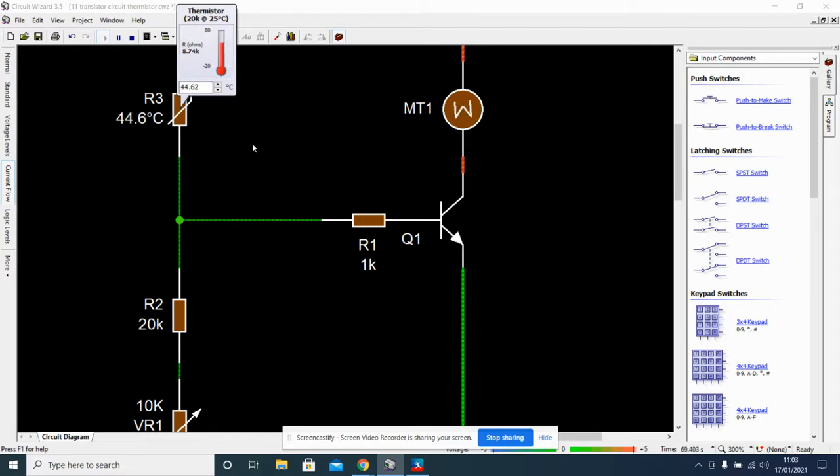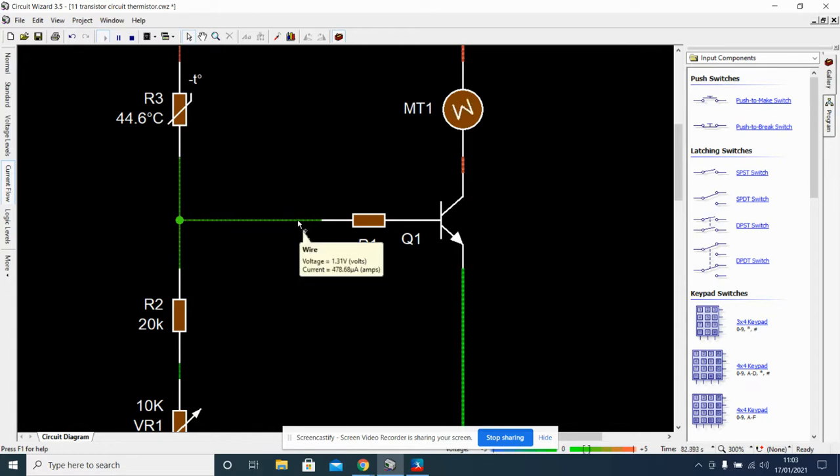Let's get it up there, 44 degrees. And our fan is on. So our transistor has now switched on and amplified current. We have 1.3 volts going into the transistor. That's enough to switch it on. And we have a current of 101 microamps, which is enough to drive our motor and fan and keep our room cool.